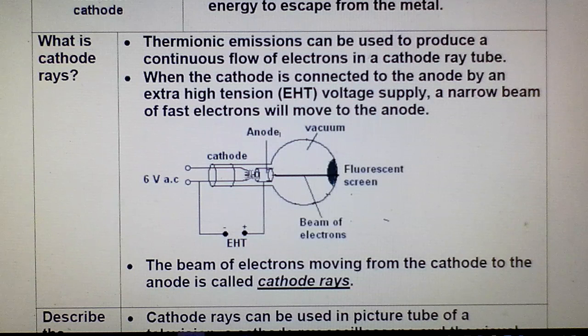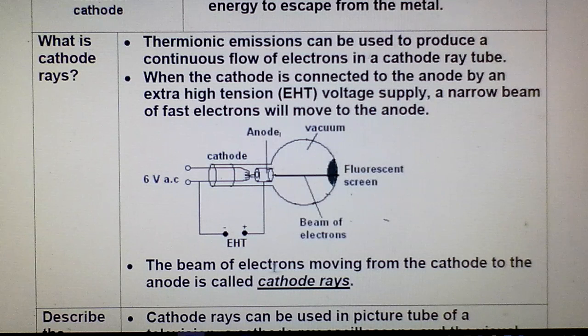When we switch on the EHT power supply, there will be electrical potential energy supplied between cathode and anode. Thus, the electrons will be accelerated towards the anode. This is like a focusing anode. The accelerated electrons will form a beam of electrons. The beam of electrons is known as cathode rays. So this is how the cathode rays are produced.